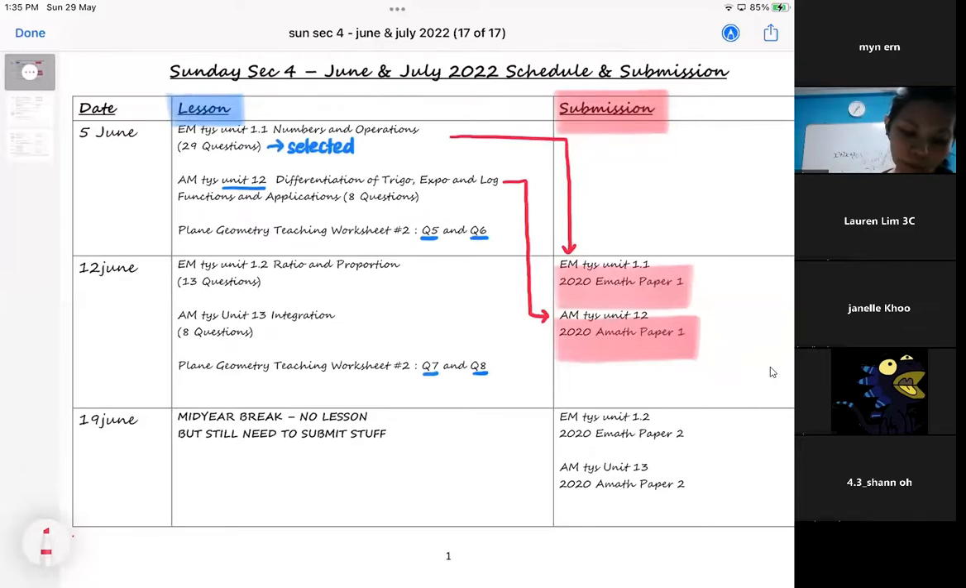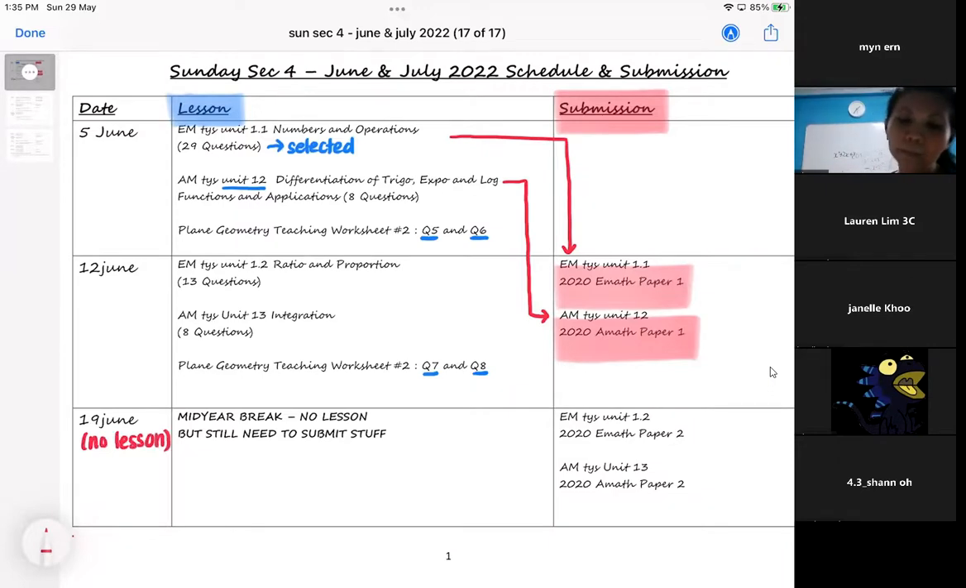And then you will have one break here. This will be the mid-year break. After this, you actually don't have much break left. There won't be a lesson on 19 June, so take the chance to do your submission.